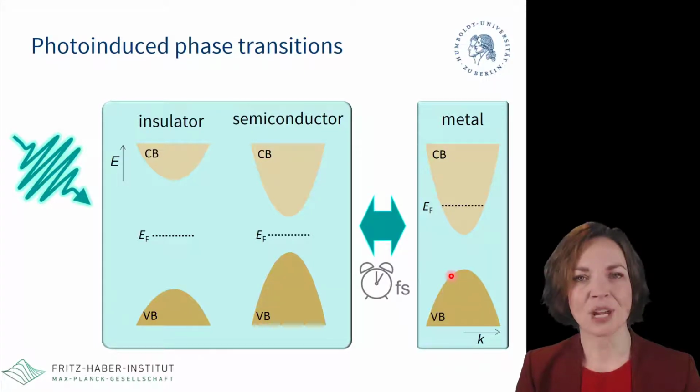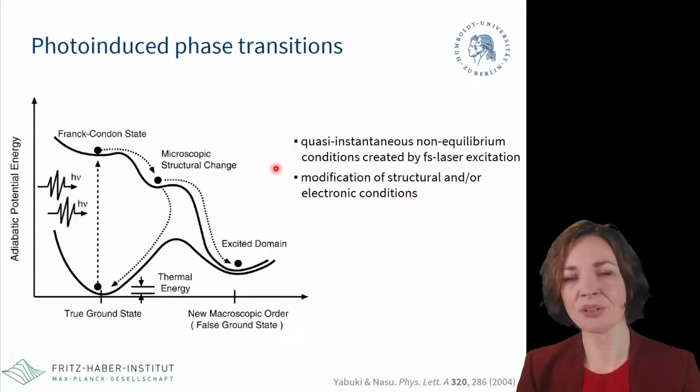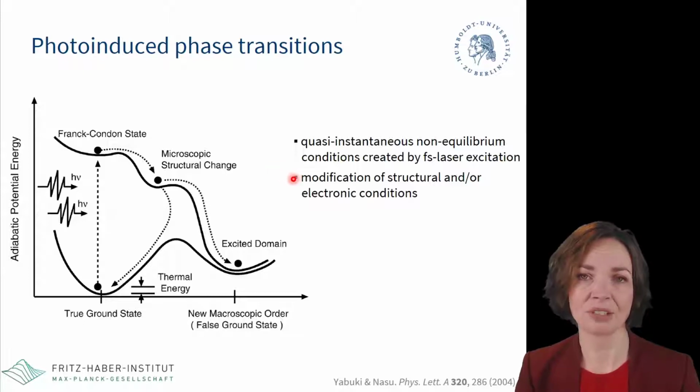There are different ways to transform a semiconductor to a metal, and one is that photoexcitation can drive the system into a different structure that then also exhibits a different electronic structure. But also strong correlation effects, very strong interaction of charge carriers, can lead to an insulator to metal transition.